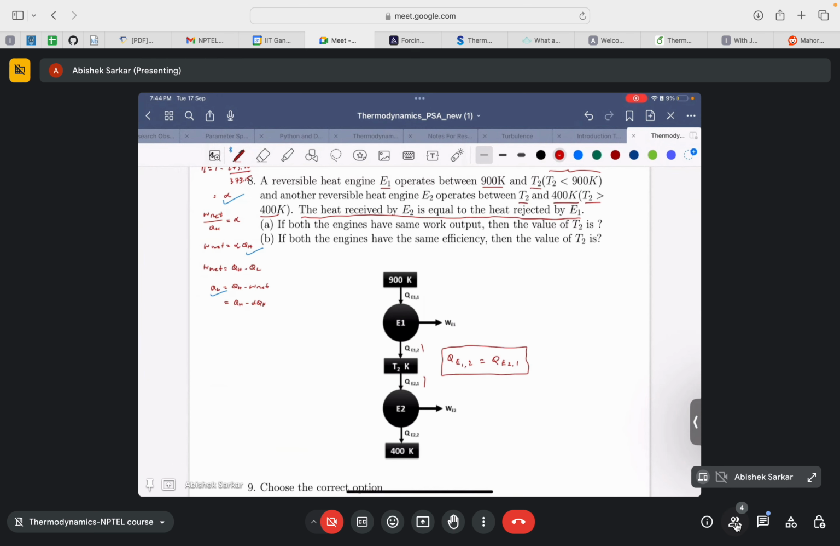First is, if both engines have the same work output, then what is the value of T2? So basically they're asking if WE1 equal to WE2, what is the value of T2? Secondly, they are asking if both heat engines have the same efficiency, what is the value of T2? So if eta E1 is equal to eta E2, what is the value of T2? Okay, so this is the question, and I hope the question is clear.